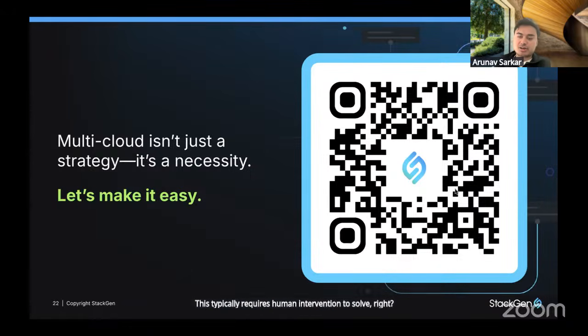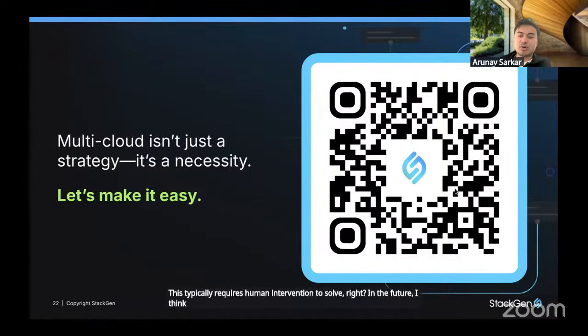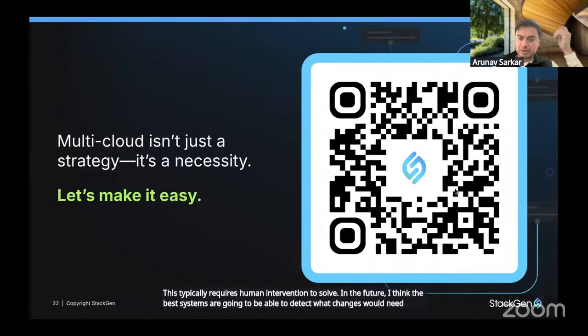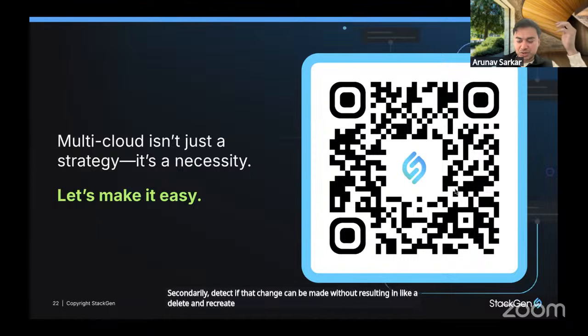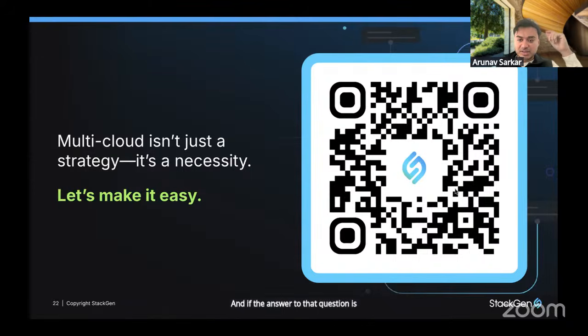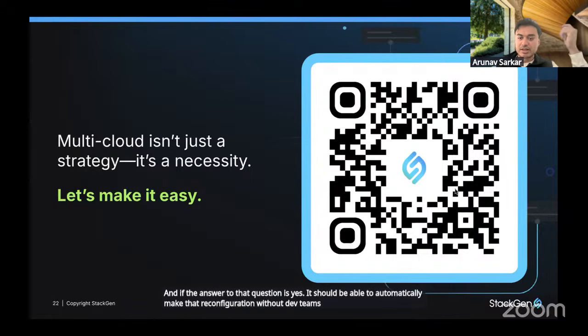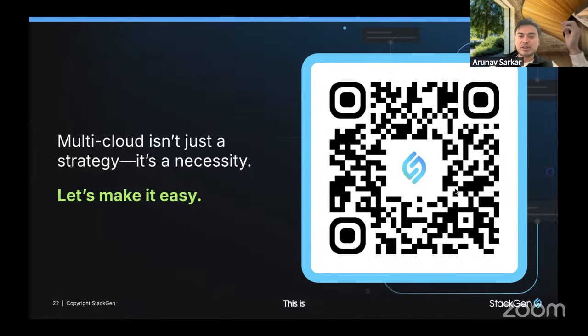In the future, I think the best systems are going to be able to detect what changes would need to be made to that infra in order to make it compliant. Secondarily, detect if that change can be made without resulting in a delete and recreate operation on that infrastructure. And if the answer to that question is yes, it should be able to automatically make that reconfiguration without dev teams even knowing about it, right? This is probably the holy grail of automatic self-healing governance when it comes to cloud infra.